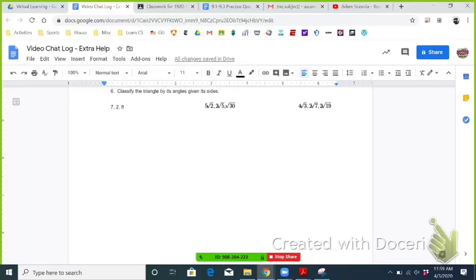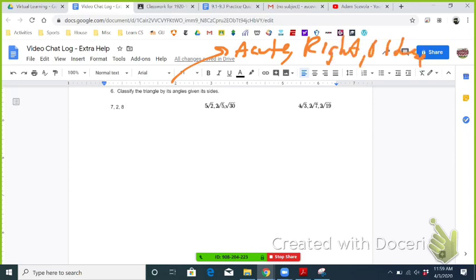Okay, so how do we classify a triangle by its angles given its sides? Well, to classify a triangle by its angles, you have three options. It could be an acute triangle, it could be right, or it could be obtuse. Okay? Now, the way to do this is to just use the Pythagorean theorem.